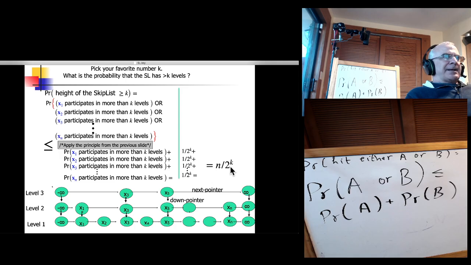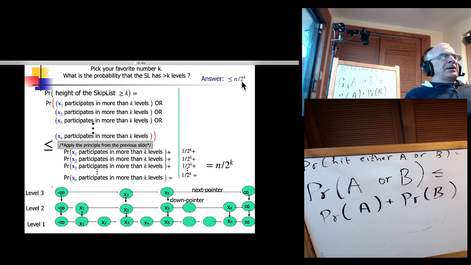Sum up all these numbers, what are you getting? N times 1 over 2 to the k. Okay, let's see if my animation works. So the answer to this question, no matter what k is, is the chance that you have more than k levels.